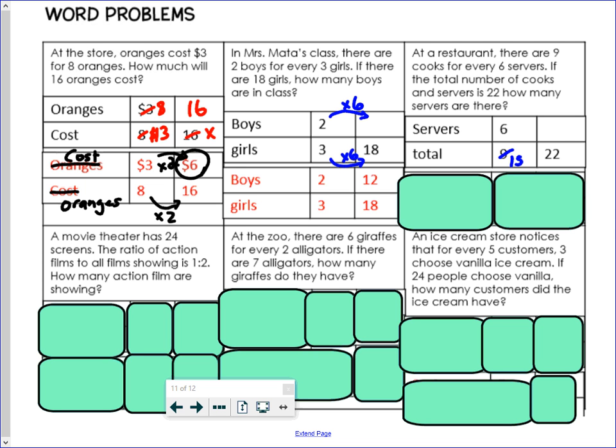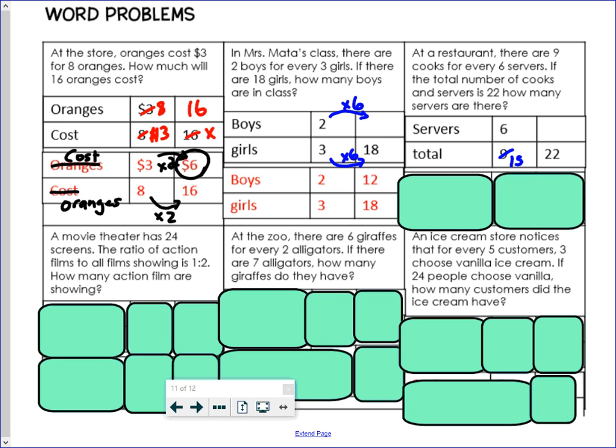As you can see, 15 divided by 6 is a decimal, and 22 divided by 15 is a decimal. So we're going to need to simplify this ratio so that we can find a relationship that goes into 22. If I were to divide both of these by 3, I think there might be a typo in this problem. At a restaurant, there are 9 cooks for every 6 servers. The total number of cooks is 22.